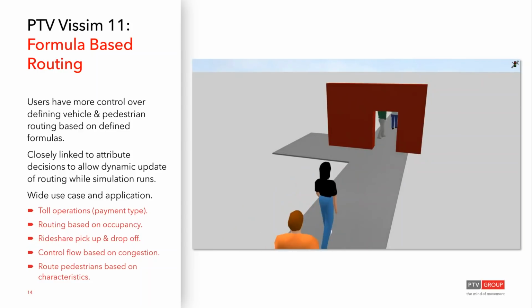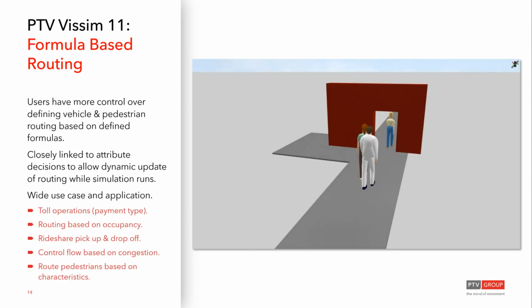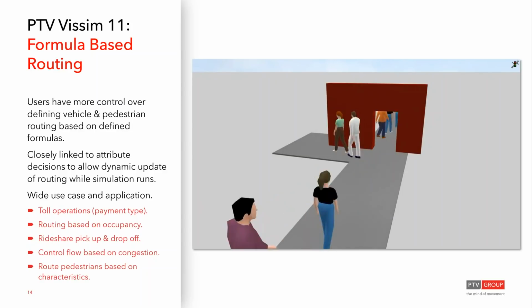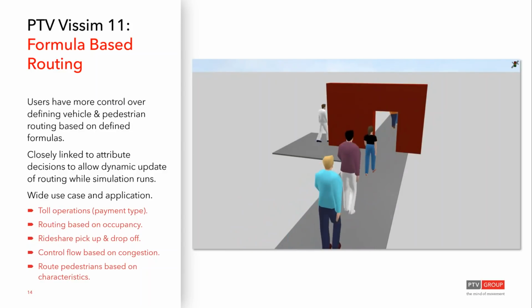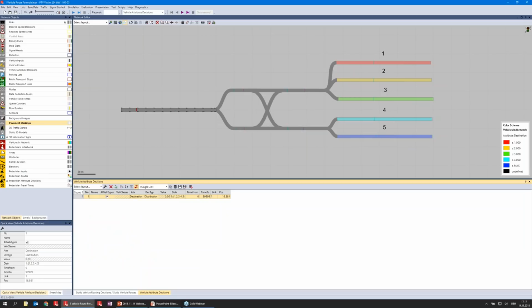If they're under a certain height, they can walk through the doorway. If they're over a certain height, they have to walk around the doorway. So this is how we can actually take those attribute decisions and then make routing based on the attributes of those pedestrians. Now for vehicles, I'll just quickly run through an example within Vissim that we have.